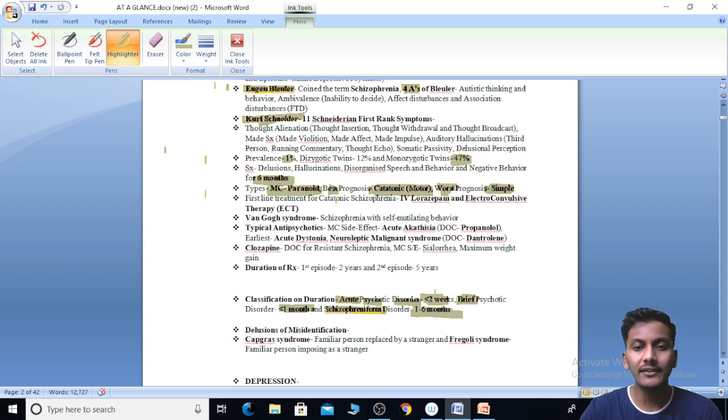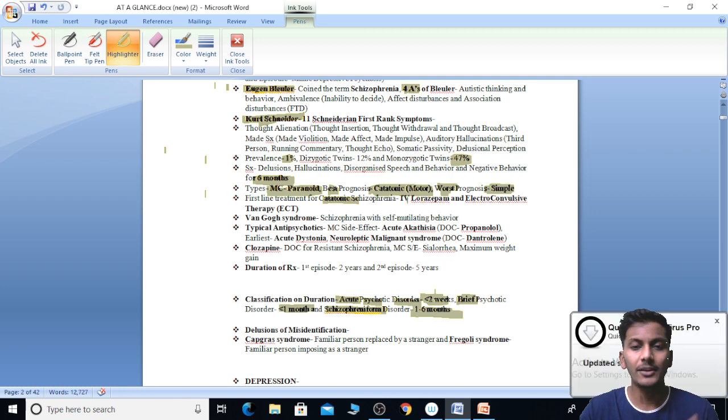Then first line treatment for catatonic schizophrenia is what? It is the only exception. Baki sab schizophrenia mein, we usually prefer antipsychotic drugs along with cognitive behavioral therapy. That is the treatment of choice. But in cases of catatonic schizophrenia, as we have discussed, the treatment of choice would be IV lorazepam, followed by electroconvulsive therapy, ECT.